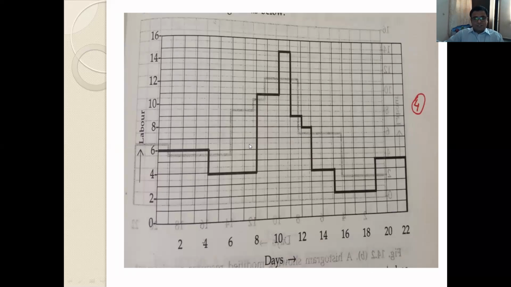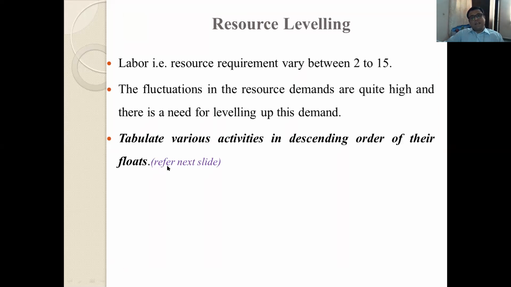Now see, students, how the requirement of the resources is very fluctuating, and what is the constant here? The labor available is 7 only. So we have to lower the requirement of these resources, that is the labor, below this red line, because available are 7 only. The resource requirement varies from 2 to 15. Minimum is 2, maximum is 15. The fluctuation in the resource demand is quite high, and there is a need for leveling this demand.